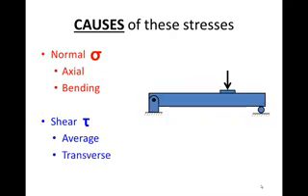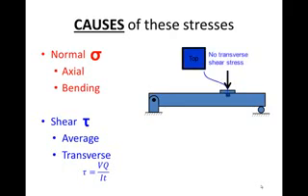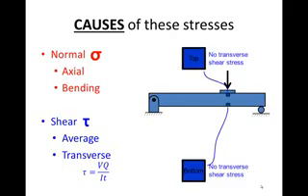Another cause of shear stress is called transverse shear stress. We calculate that using VQ divided by It. We find that in a beam that's loaded like this, the top fiber has no transverse shear stress. The bottom fiber has no transverse shear stress.